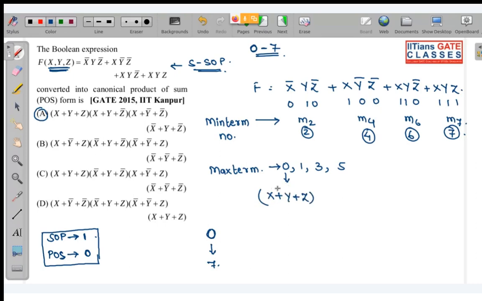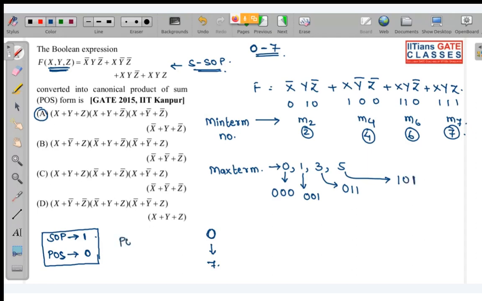Sorry, 0, 0, 0, so this is x plus y plus z. 1 will be 0, 0, 1. Let me write it down. This is your 0, 0, 0. This is 0, 0, 1. This is 0, 1, 1. And this is 1, 0, 1.